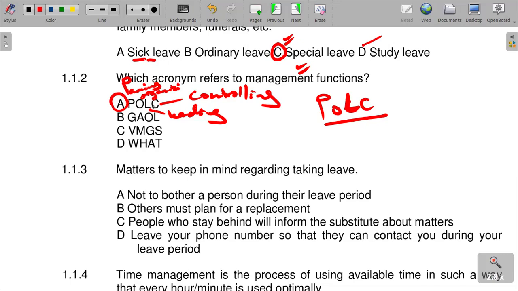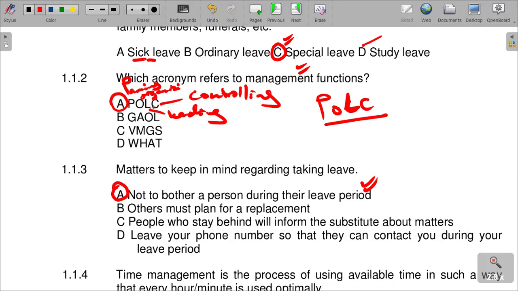We talked about special leave, sick leave, ordinary leave, maternity leave, family responsibility leave. All those are various leaves. But when taking a leave, an employee must not bother a person during their leave period. It's actually the right answer that when a person is on leave, he mustn't bother people during his leave period.